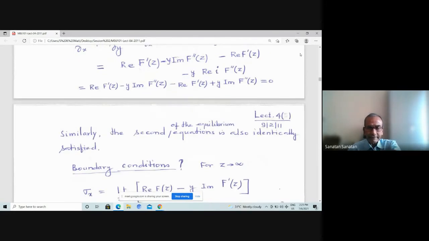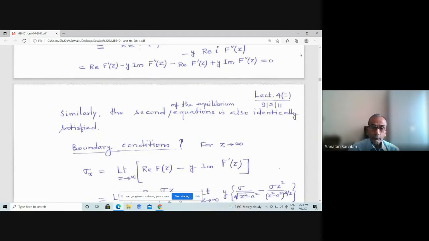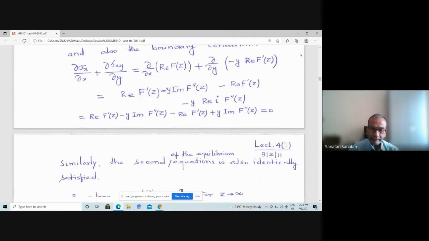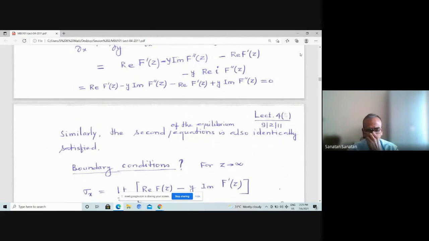Similarly, it is easy to show for the second equation of equilibrium, which is delta tau xy by delta x plus delta sigma y by delta y. If you again put in the values of these functions and take the derivative, you will find that the right hand side again comes out to be 0. Therefore the two equilibrium equations are satisfied. Hence, when the two equilibrium equations are satisfied, that is one part of this checking of the function.